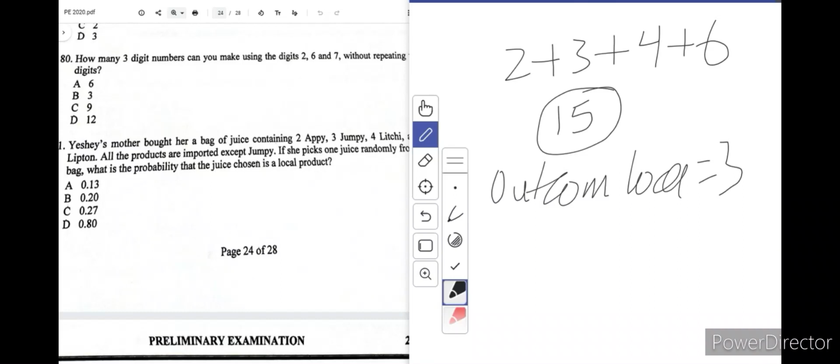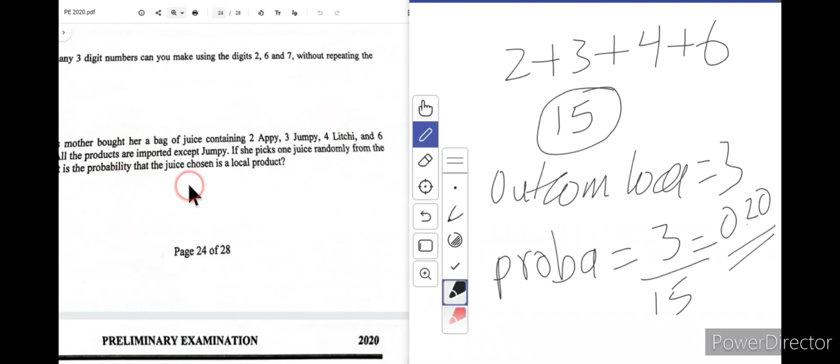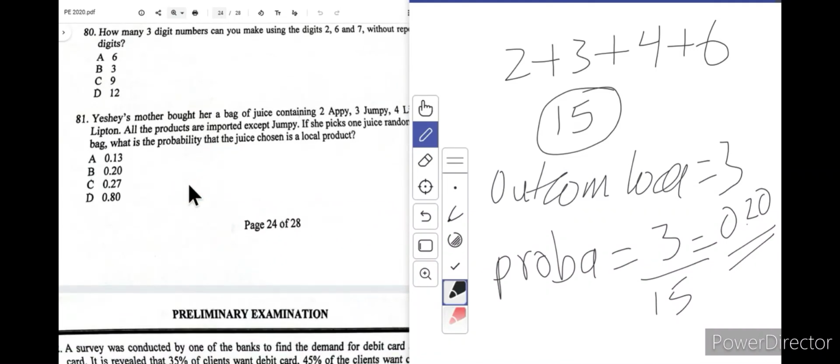So the probability of getting a local product out of the bag would be the outcome for local product, that is 3, divided by the total number of outcomes, 15. This will equal 0.20. So the correct answer for question number 81 is option B, 0.2.